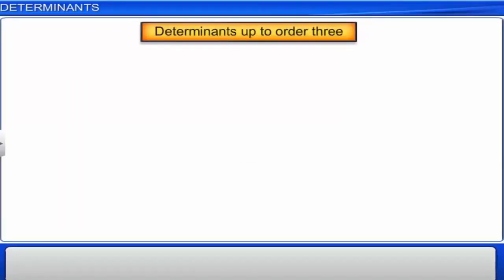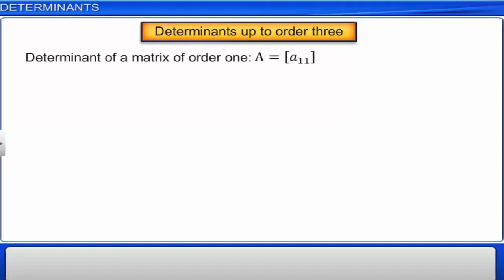Moving forward, let us learn to evaluate the determinant of a matrix with real entries up to order 3, beginning with the determinant of a matrix of order 1. Consider a 1 by 1 matrix A. The determinant of matrix A is A11. Observe that the determinant of a matrix of order 1 is the entry in the matrix itself.